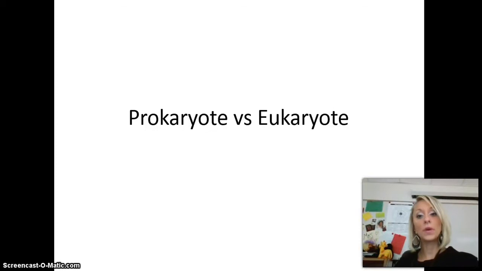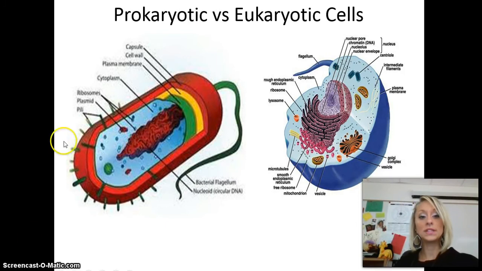Today we're going to talk about prokaryotic and eukaryotic cells. In our first slide, we see a prokaryotic cell right here in red and a eukaryotic cell here in blue.